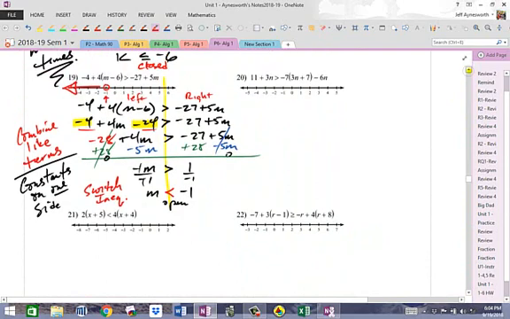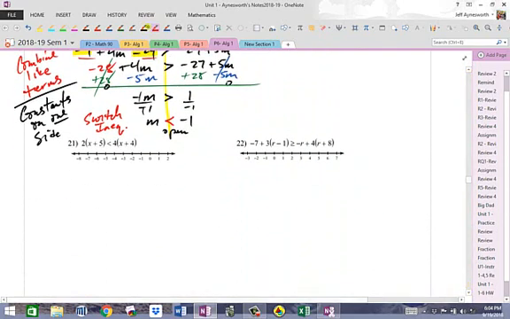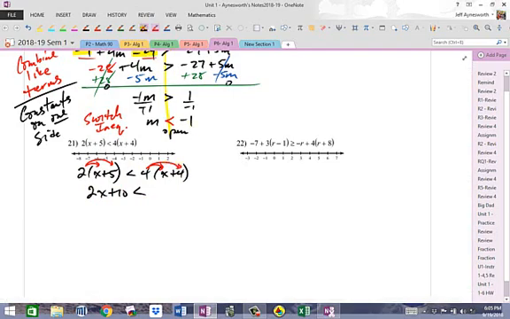Okay, I'll do one more. What the heck? Okay, so here we go. So 2 times quantity x plus 5 is less than 4 times quantity x plus 4. Distribute through, you got 2x plus 10 is less than. Distribute through here. So I distributed through twice. I've got 4x plus 4 times 4 is 16.